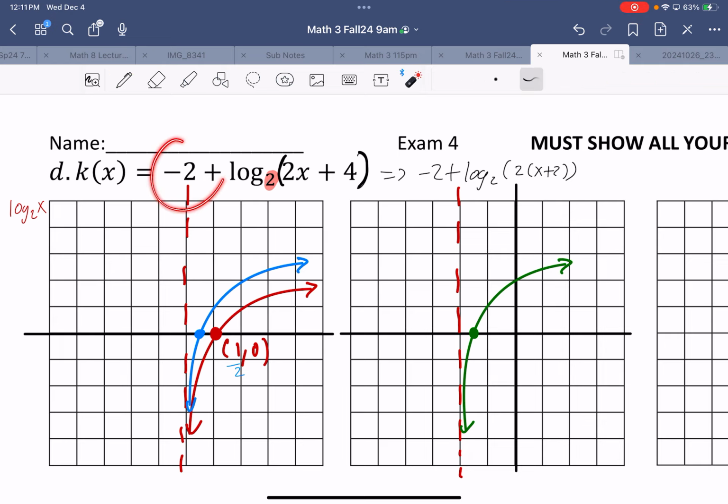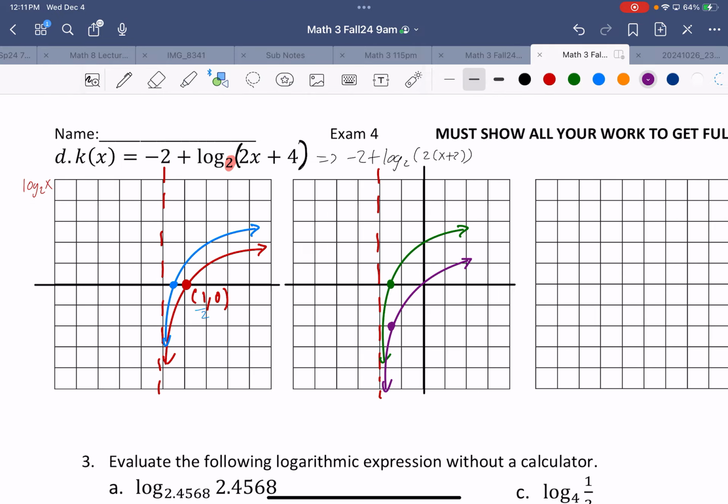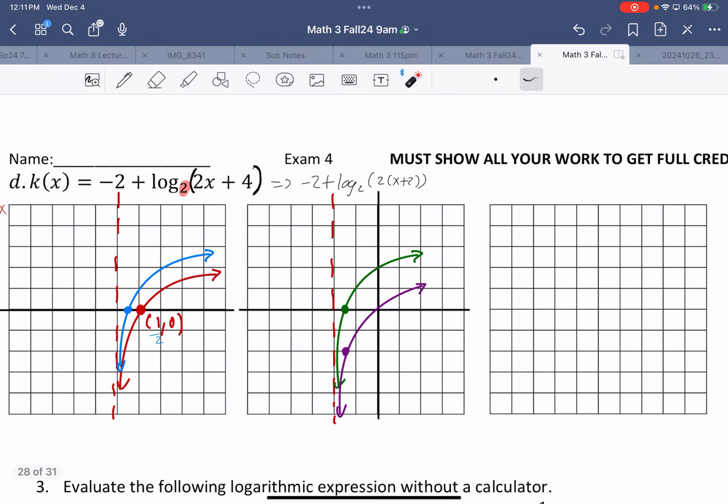And lastly, this moves it down by 2. So that point is moving down. The asymptote doesn't change because going up and down doesn't do anything to it. And then it still has that horizontal shrinking shape. I have to adjust it a bit, but there it is. Just goes down. So this looks like it moved to the left, but it's a shrink. Then it moved to the left, and then it shifted down.